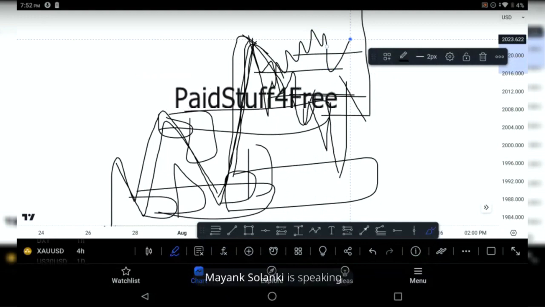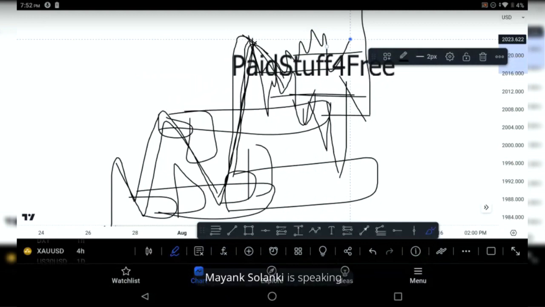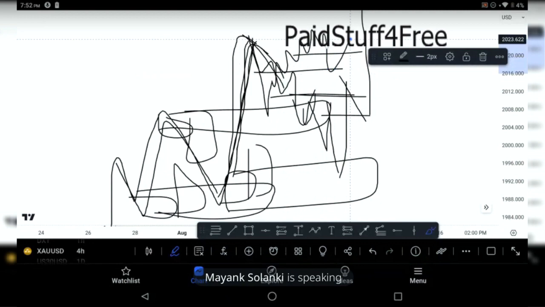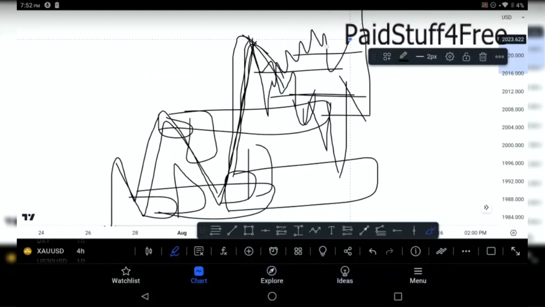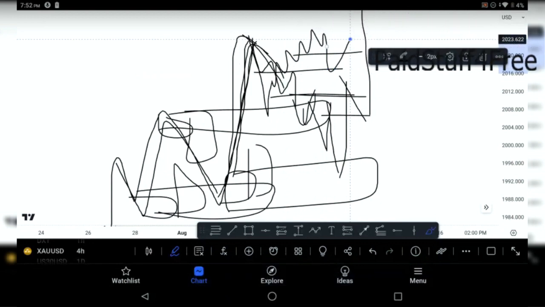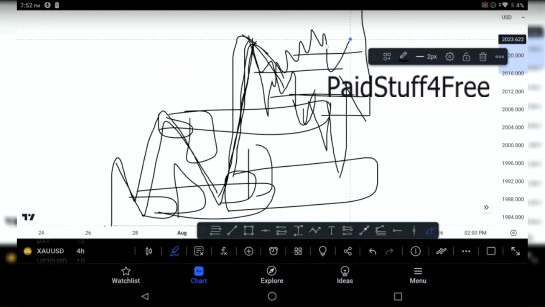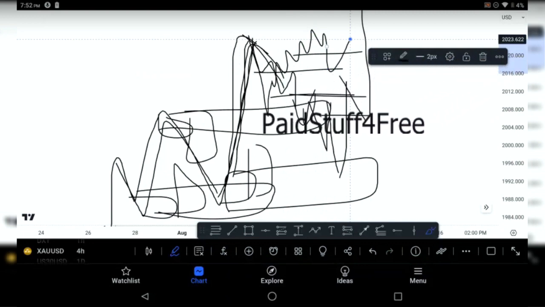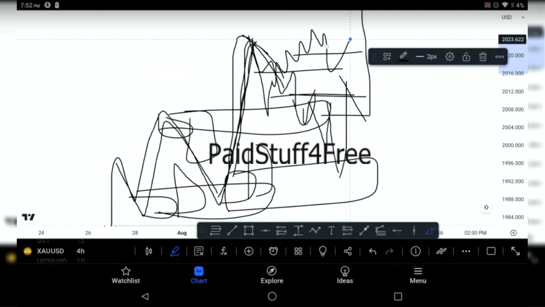I see a lot of SNR, but I'm not sure. I don't really trade using SNR, but SNR is also a very good backbone to my trading strategy.